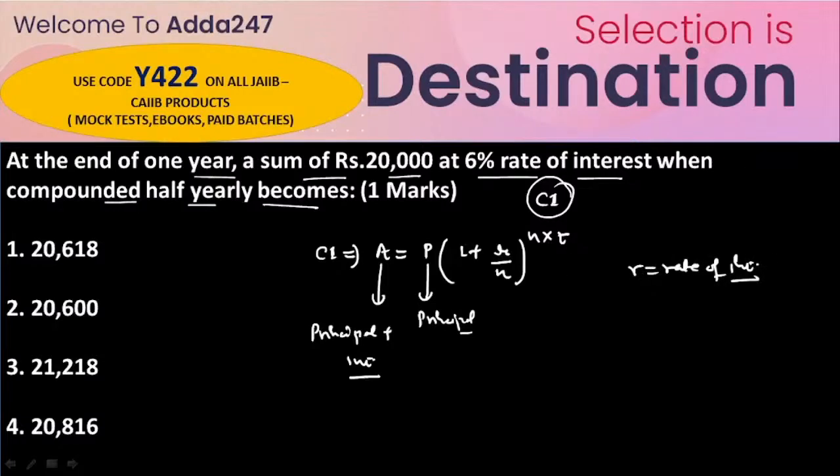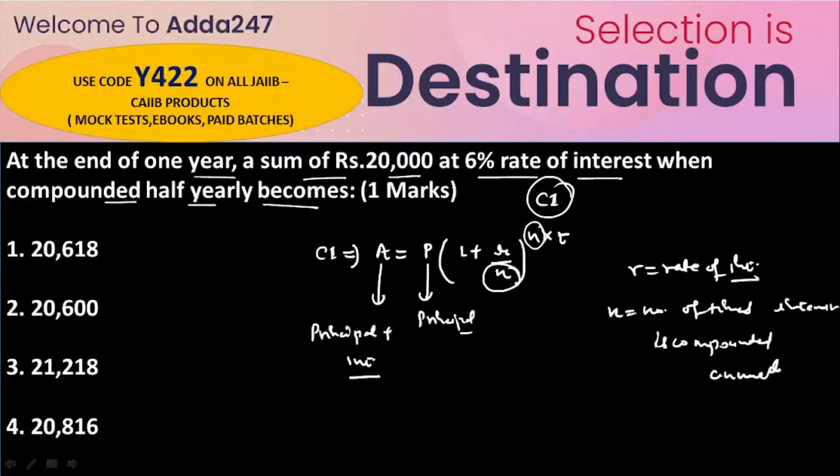R denotes the rate of interest, and this N is most important. This N represents the number of times interest is compounded annually. So what is the meaning of this N? In this question it is written that the interest is compounded half yearly. That means in every year the interest is compounding 2 times, isn't it?